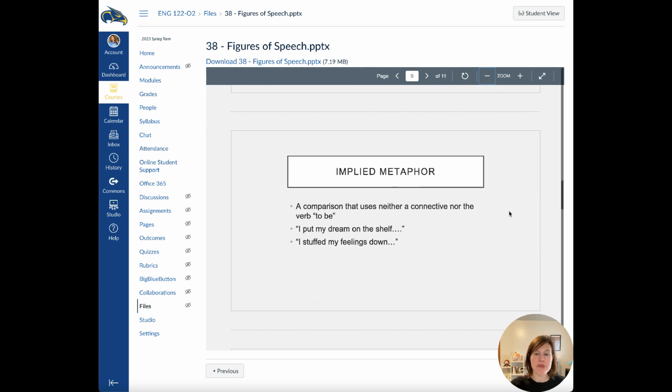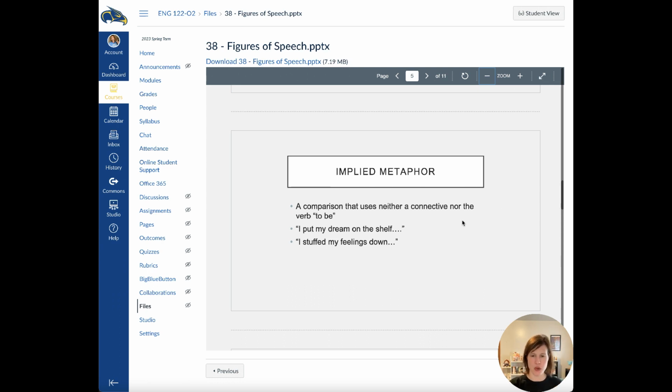So then you have what's called an implied metaphor, which is a comparison that uses neither a connective nor the verb "to be." So you could say, "I put my dream on the shelf." What does that mean? It means you're putting your dreams off for later, or you're waiting for your dream until this one other thing is solved or finished. You could say, "I stuffed my feelings down." Did you really stuff your feelings down? No, but it means that you've put your feelings away for the moment until you can come back to them.